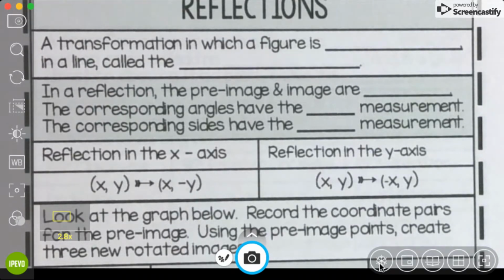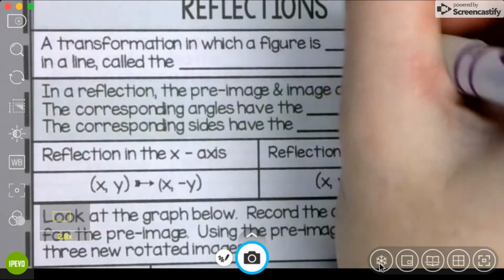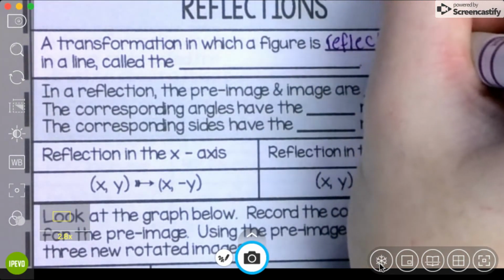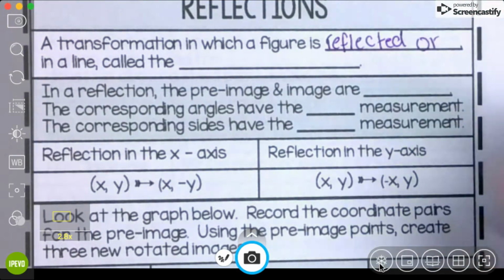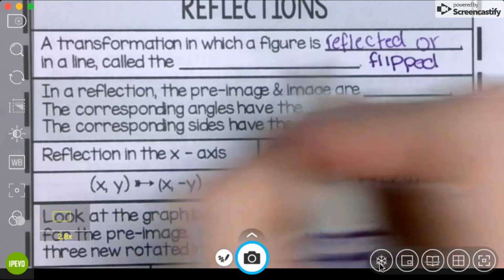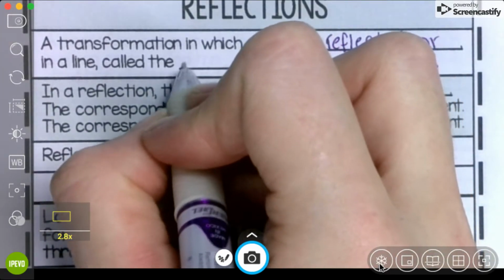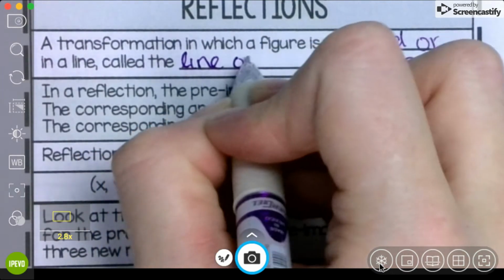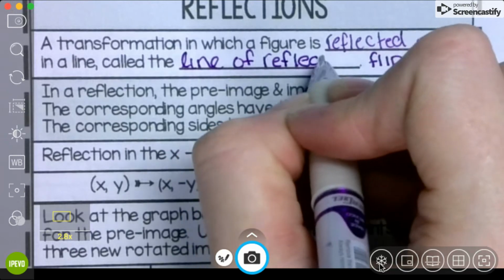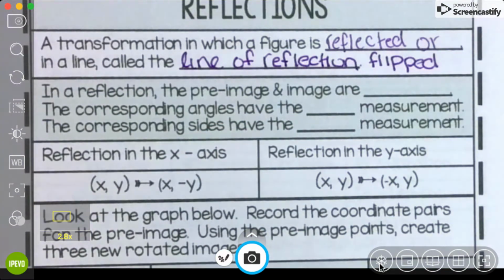So it says a transformation in which a figure is reflected, or flipped, in a line called the line of reflection. Okay, so a figure is reflected or flipped in a line called the line of reflection.